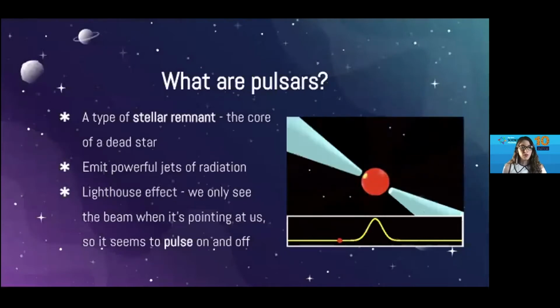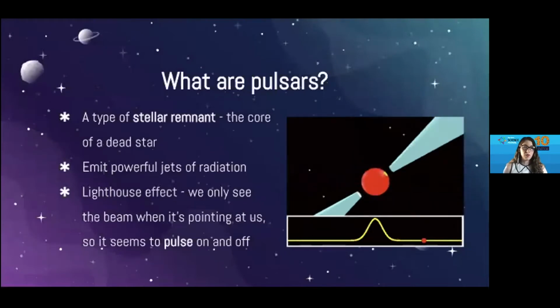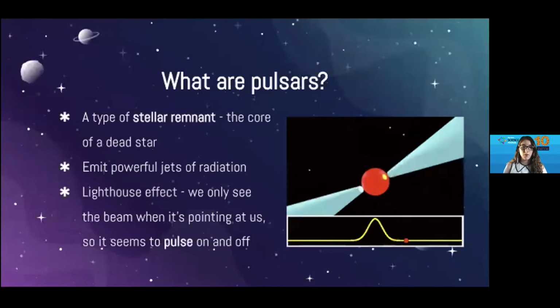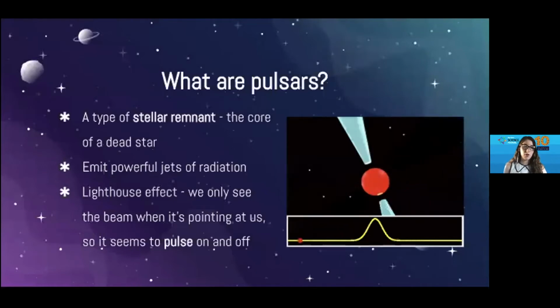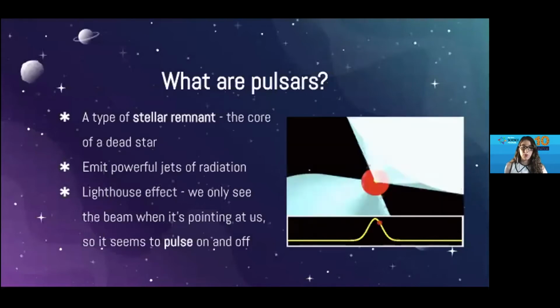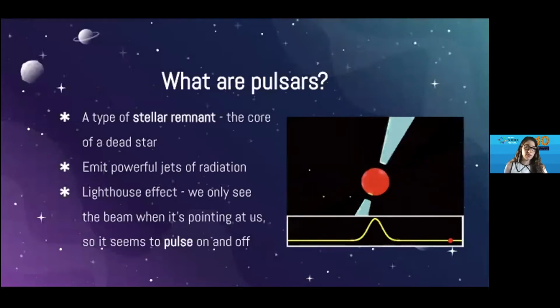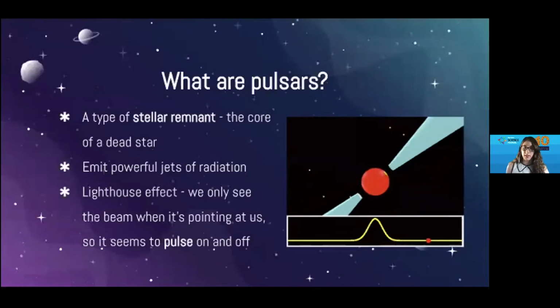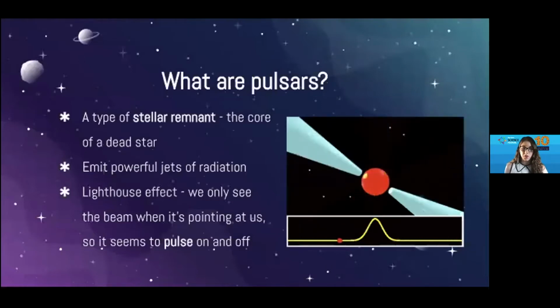So pulsars are what's called stellar remnants. They're what's left over when a giant star explodes at the end of its lifetime. And these remnants have very powerful jets of radiation that we can see with radio telescopes. But we can only see the jets when they're pointed right at Earth, which means they appear to be pulsing or blinking like a lighthouse. So you can see an example of this on the right.